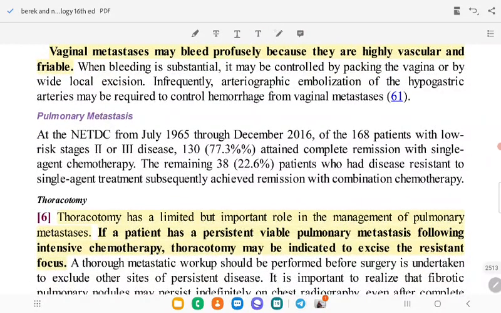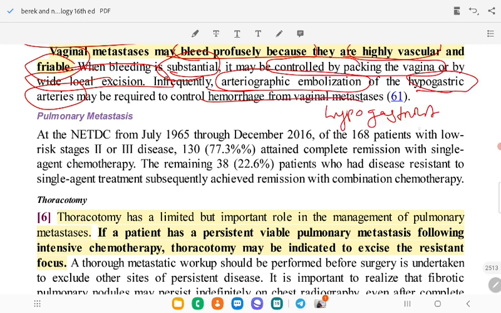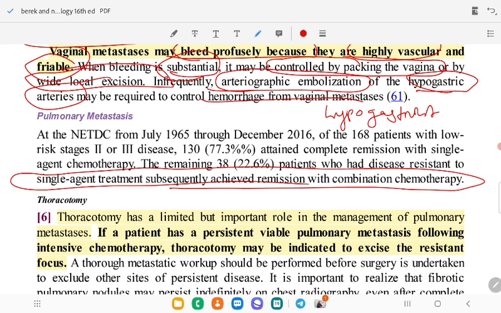Pulmonary metastasis, the remaining is already high risk, so you will go for combination chemotherapy. If the disease is resistant to chemotherapy, thoracotomy has a limited but important role in pulmonary metastasis.